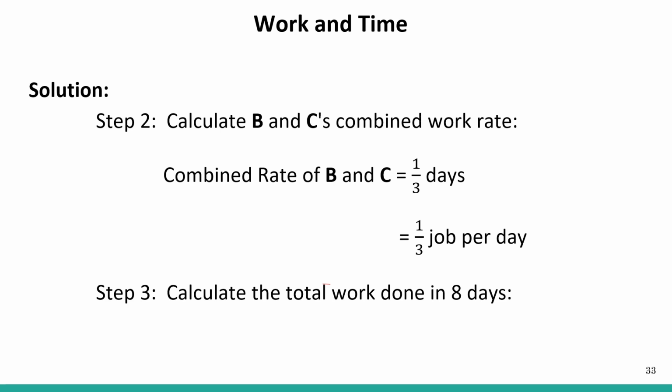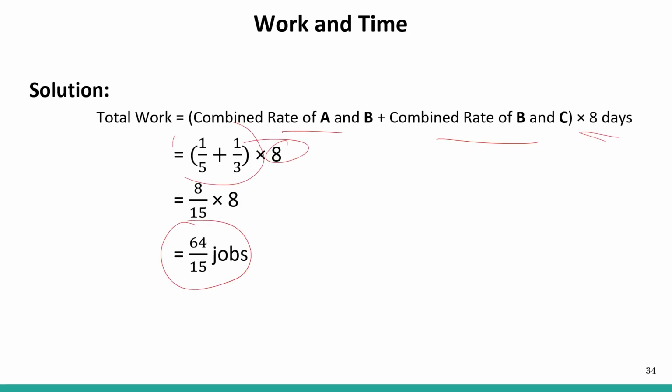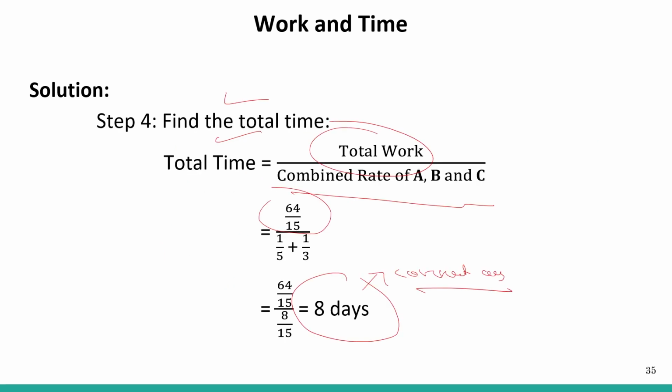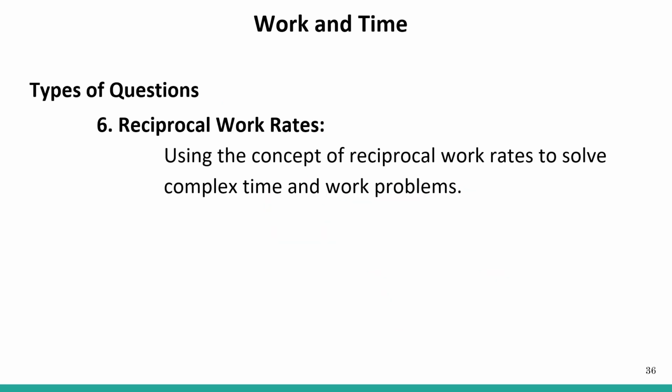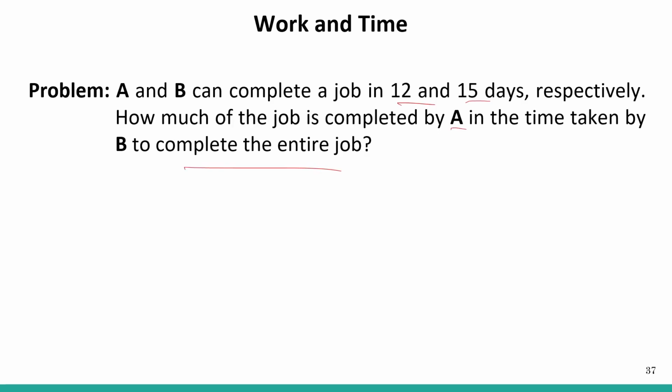So calculate the total work done in 8 days. That is 1/5 plus 1/3 into 8. This is equal to 8/15 into 8, which is 64/15. So total time is equal to what? Total work by combined rate of A, B and C. So 64/15 divided by 1/5 plus 1/3. This is equal to 8 days. So let's see what reciprocal work rates are. Okay, see an example.